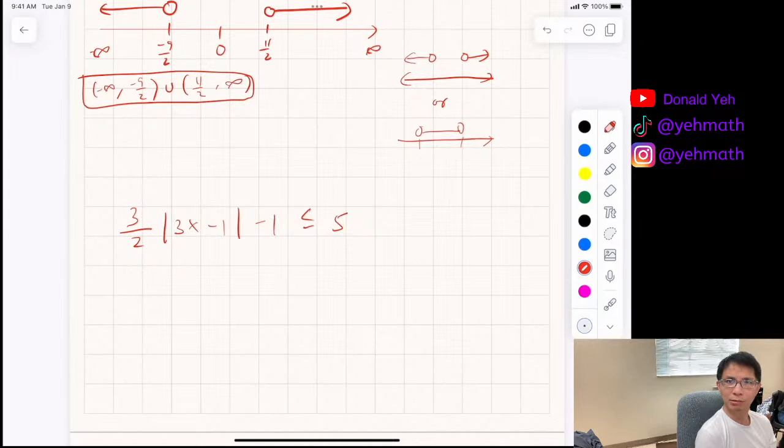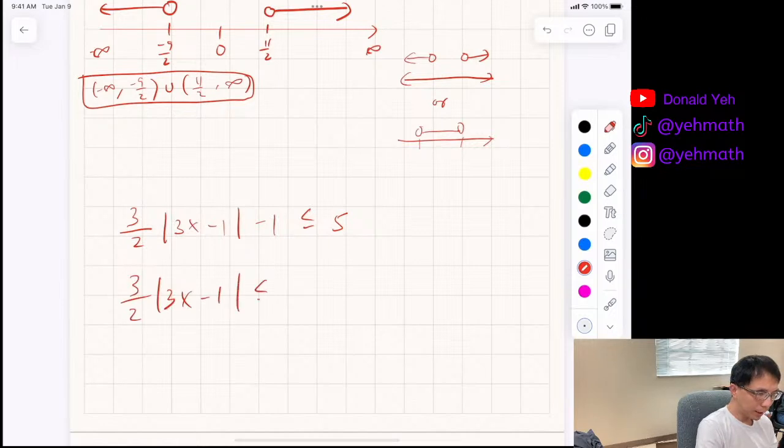How much time do I have? 4 minutes. What's the first thing I need to do? Move the 1? Okay, let's do that. 3 over 2, 3x minus 1 is less than what? 6. What's the next thing we need to do?